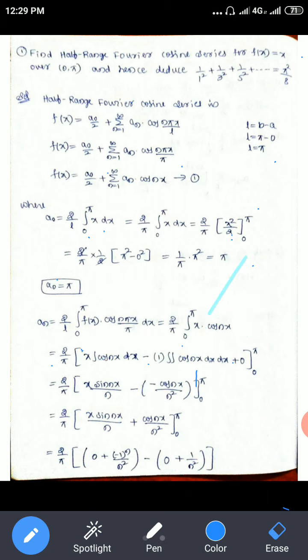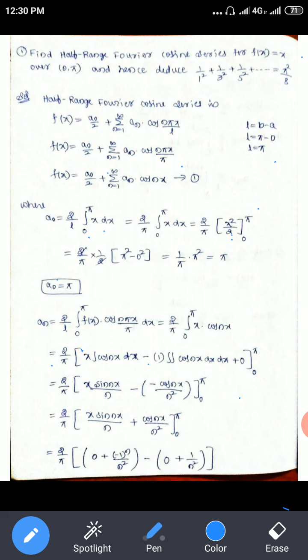So what is the total answer? That is x, integration of cos is what? Sin nx divided by n. This minus sign, minus double integration of cos, that is minus cos nx divided by n square, between 0 to pi. So 2 by pi, x into sin nx divided by n, minus minus, plus cos nx divided by n square, between 0 to pi.